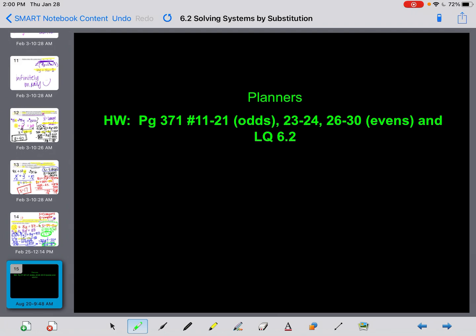You should be able to complete page 371, 11 through 21 odds, 23 through 24, 26 through 30 evens, and the lesson quiz.